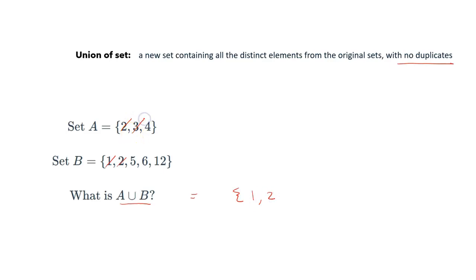I've got a 3 and a 4. Do not list anything twice. So there were two 2s, but do not list them twice. And then we've got 5, 6, 12. And so that's the union. So it's really just important to understand what the question is asking. All of these things are really easy to do, but we want to make sure we know what it means when they're asking for the complement, intersection, and union, and that's it.